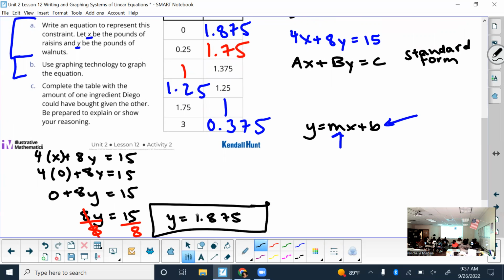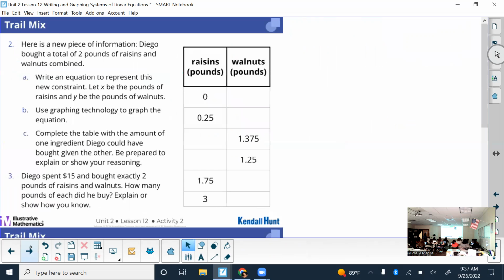I should, because everything on the line is a possible combination. And so here's just how to find it algebraically too. Questions on this activity? All right, so then next activity, which is also on your table.